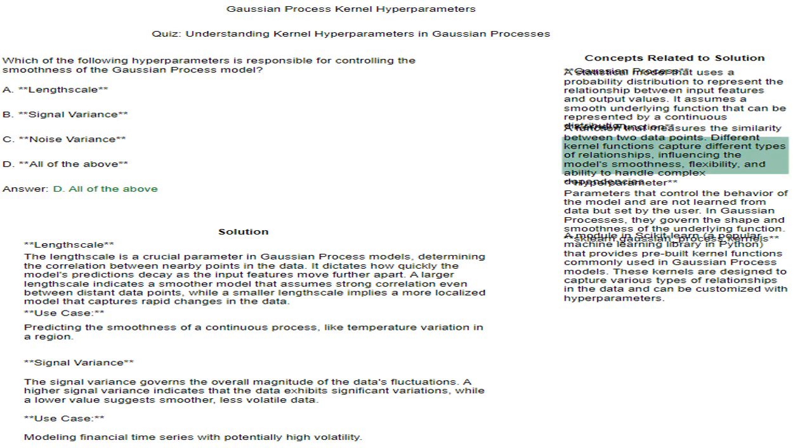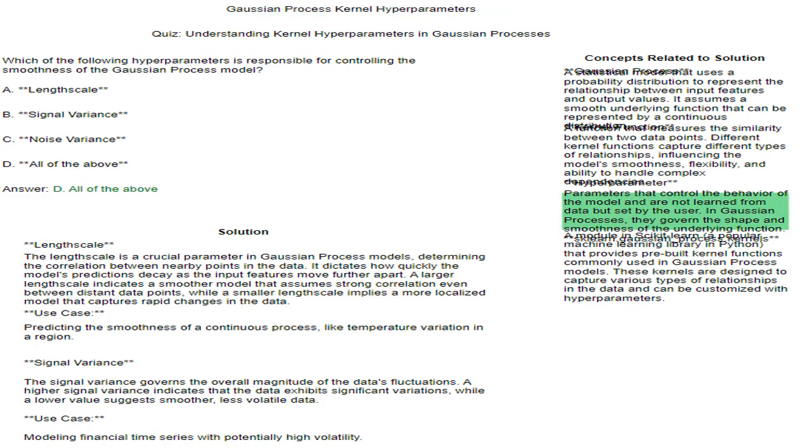Kernel function. A function that measures the similarity between two data points. Different kernel functions capture different types of relationships, influencing the model's smoothness, flexibility, and ability to handle complex dependencies. For example, the radial basis function RBF kernel measures the similarity between points based on their Euclidean distance, capturing a smooth, bell-shaped relationship, K(x, x') = exp(-||x - x'||^2 / (2L^2)).